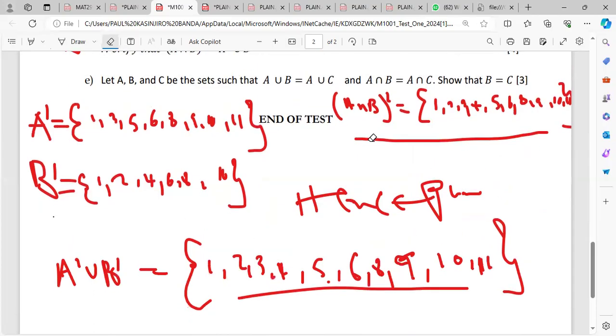Okay, so E, they're saying what? They're saying let A, B, and C be the sets such that A union B is equal to A union C, and A intersection B is equal to A intersection C. Then they are saying show that B is equal to C. Okay, so that's what we are going to do. So we need to show that B is equal to C.